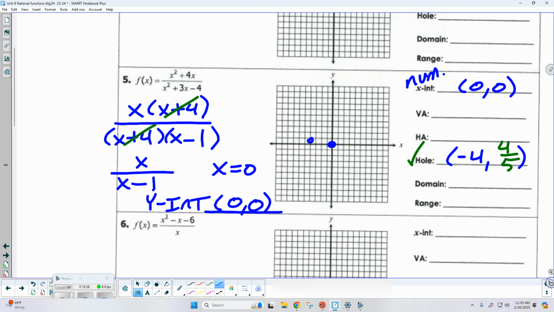Even if you want to check it, remember, we're going to replace every x with 0. So this would be 0 divided by 0 minus 1. Well, 0 divided by anything is 0. So we're still getting the same thing. Okay, what about the vertical asymptote?